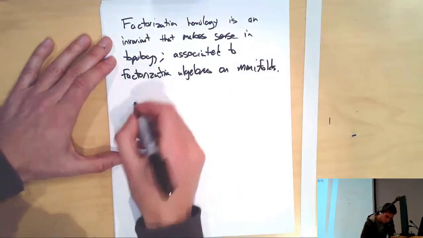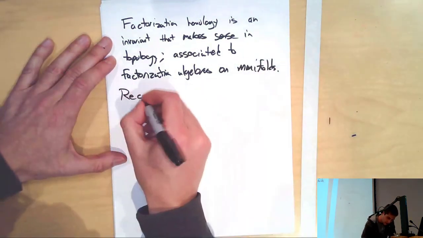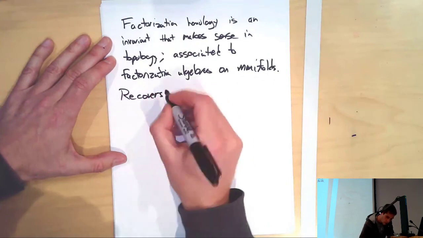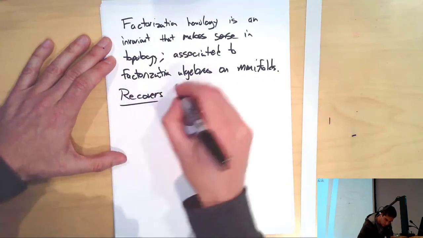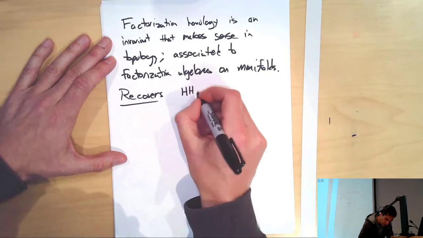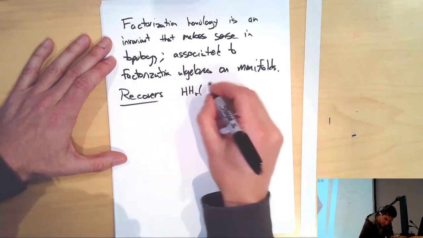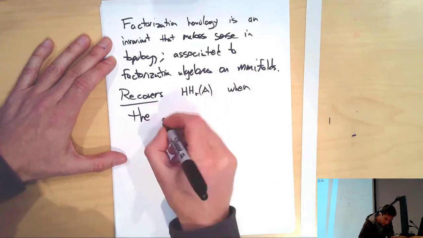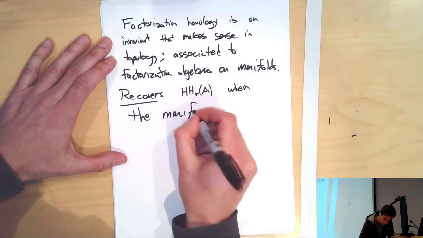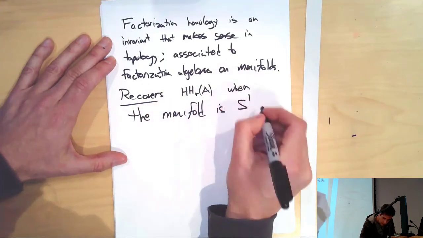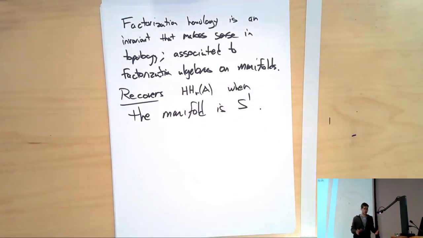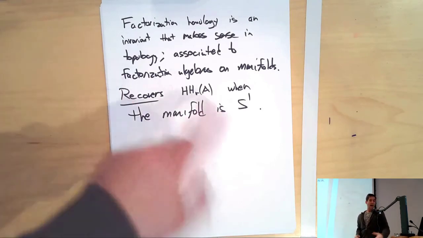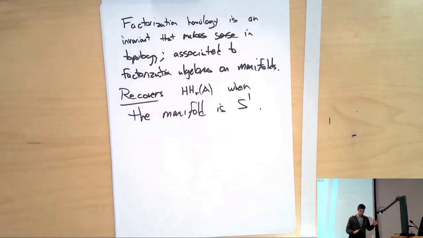And this theory of factorization homology recovers Hochschild homology when the manifold is S^1. Or, well, it recovers Hochschild homology or topological Hochschild homology or various things depending on what kind of algebras you want to consider on your manifold.